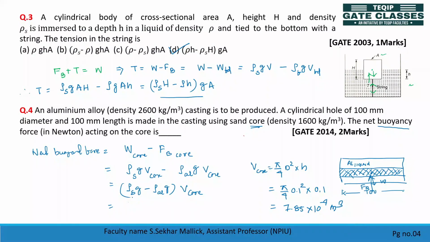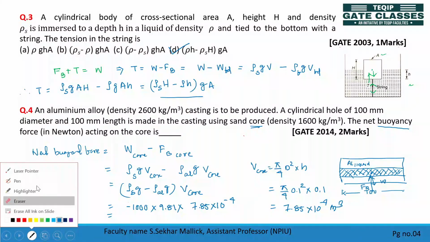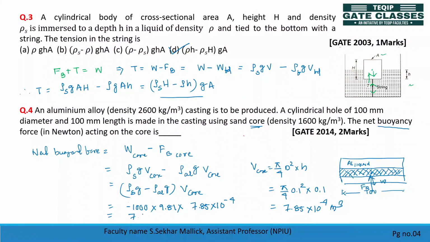So if you multiply this, rho_s, g and g is also common, right? Rho_s minus rho_aluminium. Rho_s is 1600, rho_aluminium is 2600. So 1600 minus 2600, that is minus 1000, into g which is 9.81, volume is 7.85 into 10 to the power minus 4. Okay, so how much are you getting? Is it coming 7.7? So is it coming 7.7 Newton?